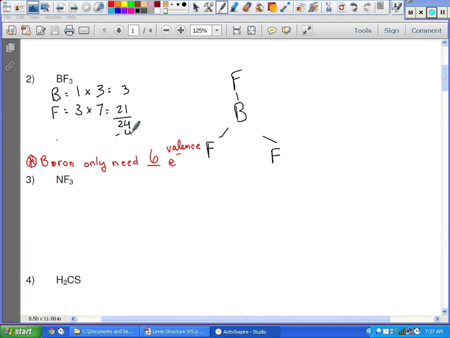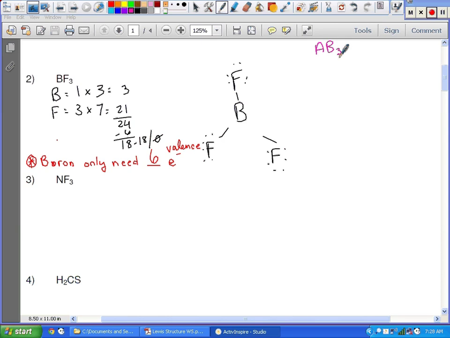Then I'm going to fill up the outsides. 2, 4, 6, 8, 10, 12, 14, 16, 18. All right, and this is proof that boron only needs 6 electrons. You have to remember that boron only needs 6 electrons. Otherwise, you're not going to be able to figure this one out. So let's talk about the model. There are 3 things bonded to that central atom, so it's AB3. There are no E's there.